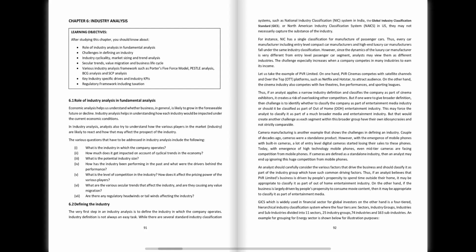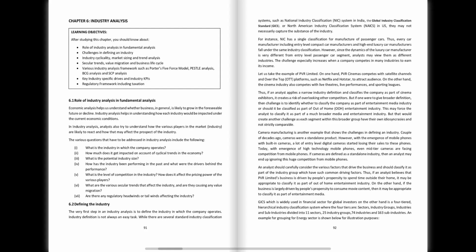Defining the industry. The very first step in an industry analysis is to define the industry in which the company operates. Industry definition is not always an easy task. While there are several standard industry classification systems such as the National Industry Classification (NIC) system in India, the Global Industry Classification Standard (GICS), or the North American Industry Classification System (NAICS) in the US, they may not necessarily capture the substance of the industry. For instance, NIC has a single classification for manufacture of passenger cars. Thus, every car manufacturer including entry-level compact car manufacturers and high-end luxury car manufacturers fall under the same industry classification.